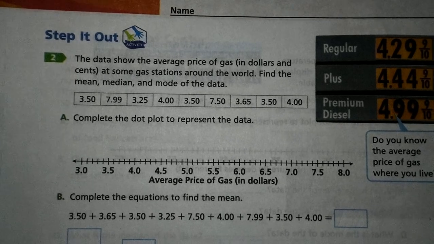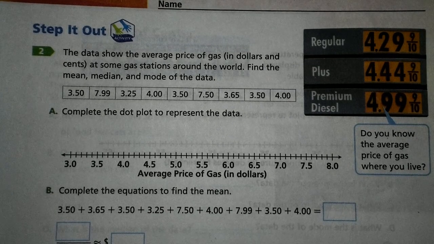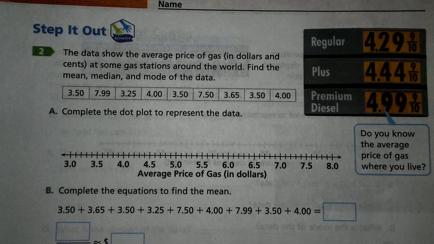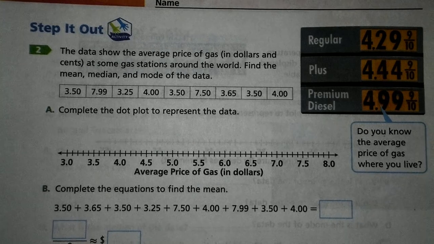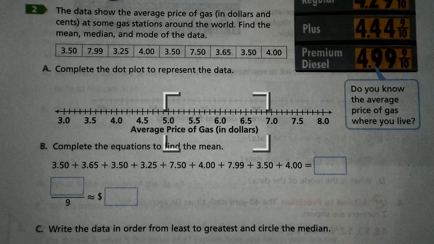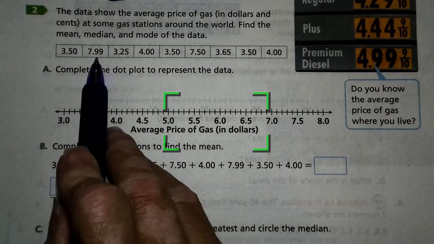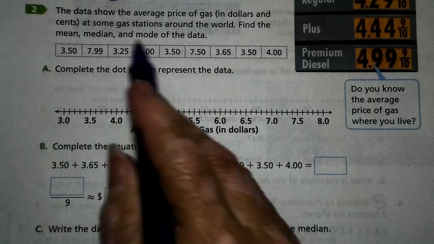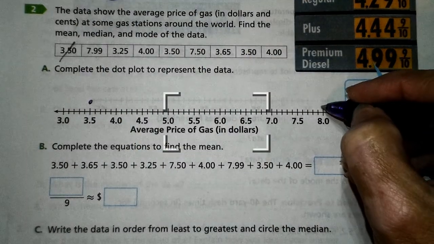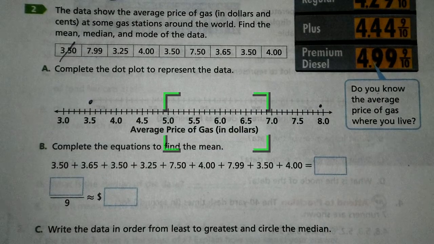So it says the data shows the average price of gas in dollars and cents at some gas stations around the world. Find the mean, the median, and the mode of the set of data. So we are going to put it on a dot plot. This data is a little bit weird because it gives us some weird numbers, so we'll try to do as best as we can. All right, so 3.50. So 7.99 is going to be real close to that 8.